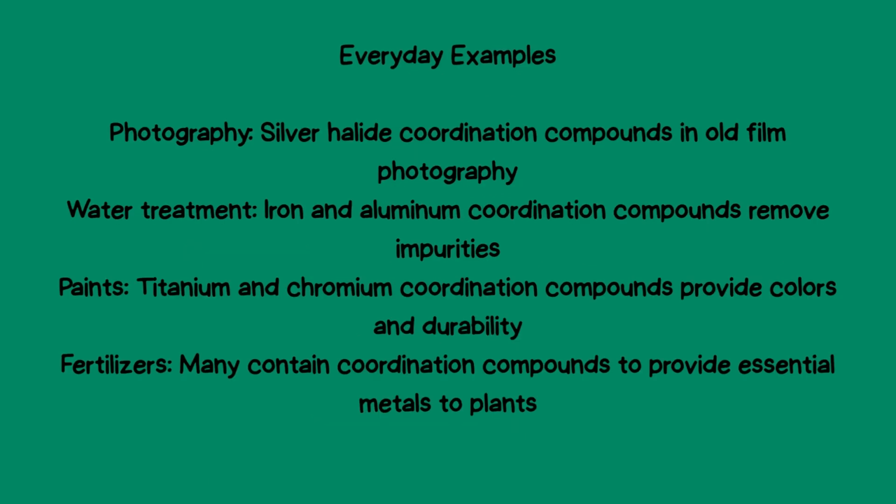Everyday examples. Photography. Silver halide coordination compounds in old film photography. Water treatment. Iron and aluminum coordination compounds remove impurities. Paints. Titanium and chromium coordination compounds provide colors and durability. Fertilizers. Many contain coordination compounds to provide essential metals to plants.